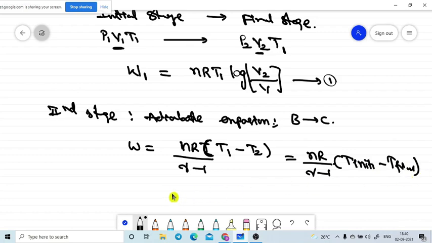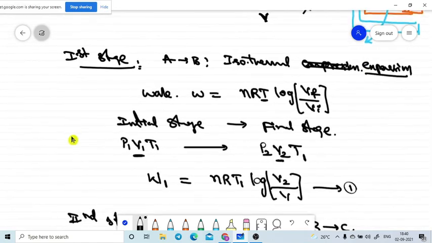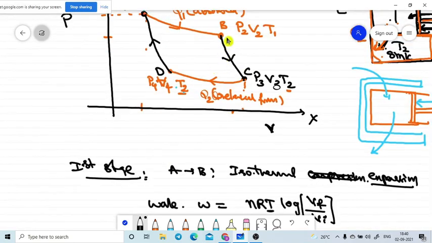Yes, sir. So then let's take this B to C. What are the initial conditions? What are the final conditions? Check this one. The initial conditions are P2, V2, T1. The final conditions are P3, V3, T2.